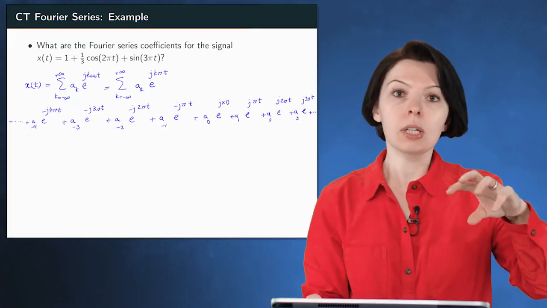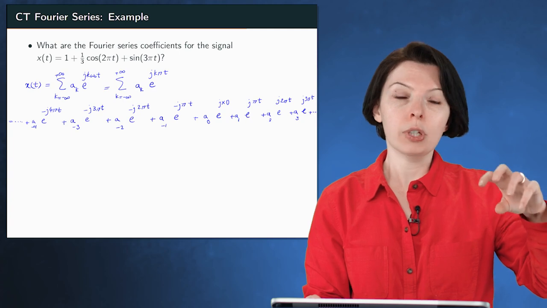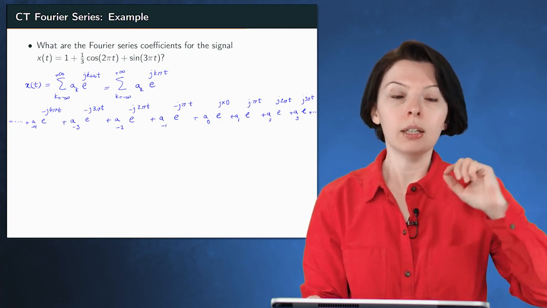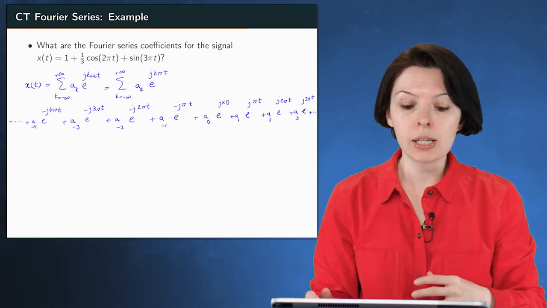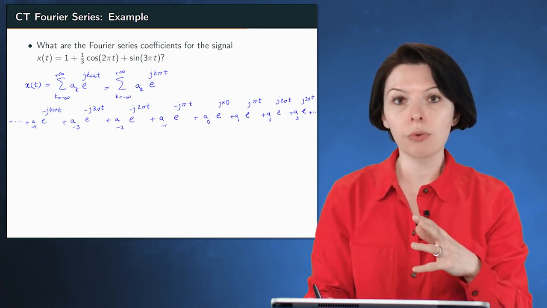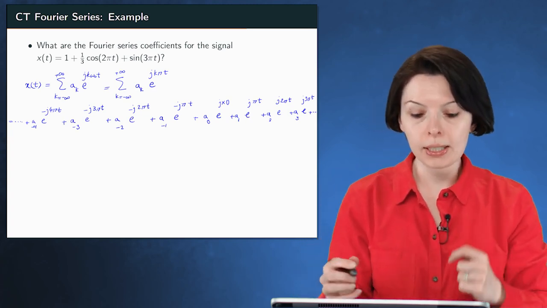So this expression is the general expression of the synthesis equation for any x of t, but the x of t that I'm given here is 1 plus 1/3 cosine of 2 pi t plus sine of 3 pi t.